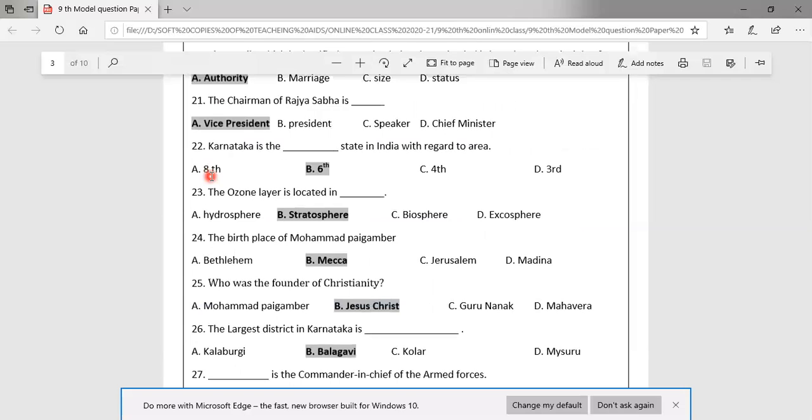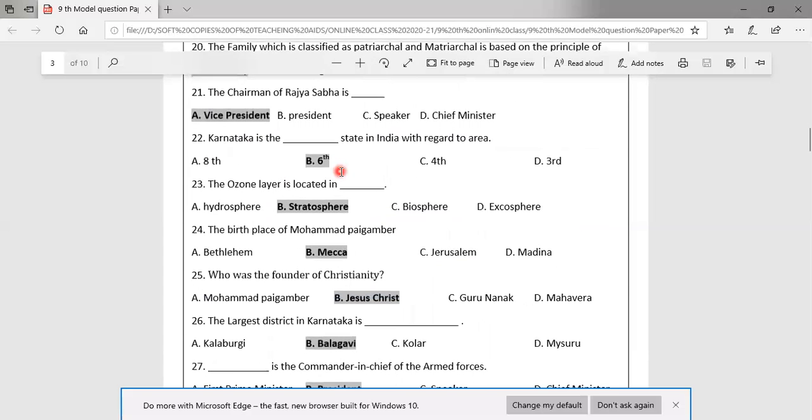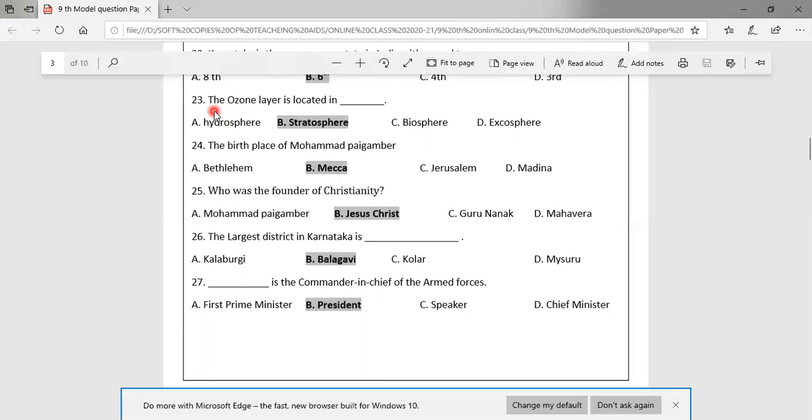The 22nd question is, the Karnataka is the dash state in India with regard to area. Option A, 8th. Option B, 6th. Option C, 4th. Option D, 3rd. Option B, 6th. The 23rd question is, the ozone layer is located in option A, hydrosphere. Option B, stratosphere. Option C, biosphere. Option D, exosphere. Option B, the stratosphere is the right answer.